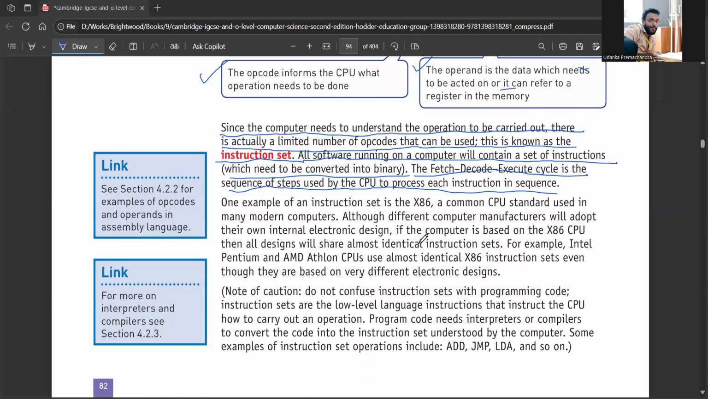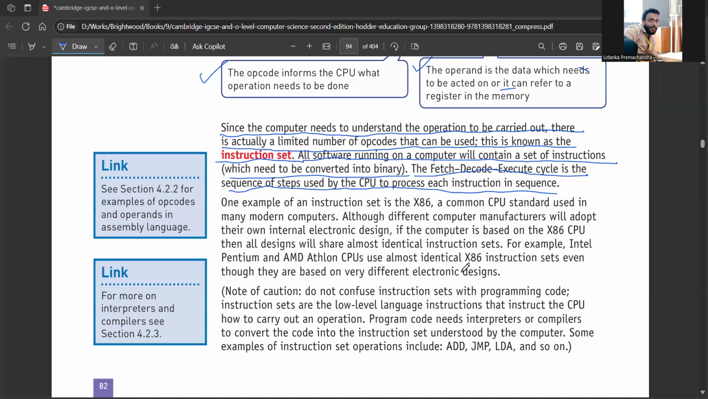One example of an instruction set in the 32-bit one is x86, a common CPU used in many modern computers. Windows machines are using x86. They are having a common instruction set, one after one.